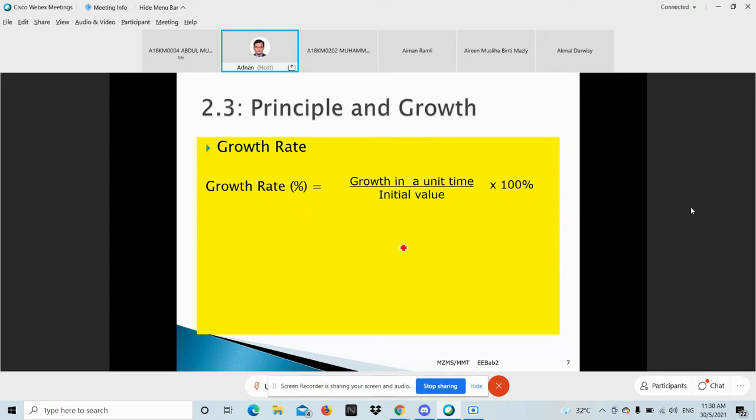The growth can also be shown in terms of percentage. Growth in a unit time divided by initial value. In the case just now, 5K was the growth. Of course it has to be in unit time. Let's say 5K for that 1 year and 30K also for 1 year, then multiply by 100. So it must be a unit time. This is the growth rate, and the growth rate must be by year.